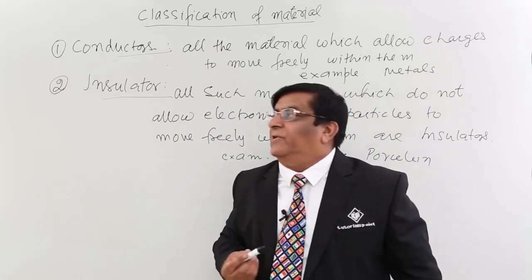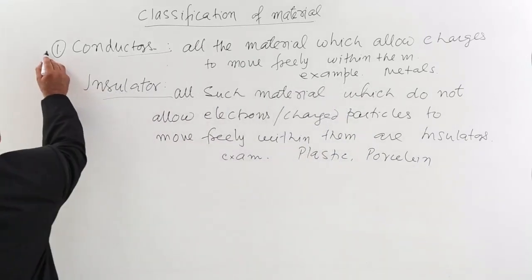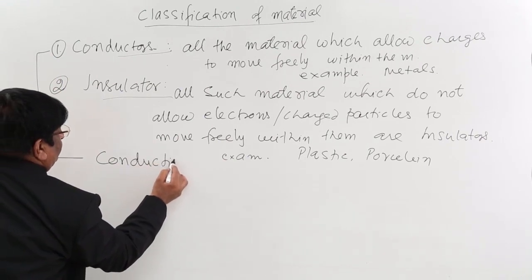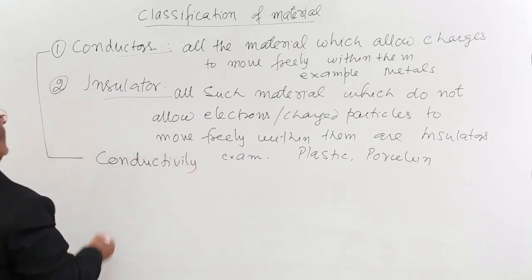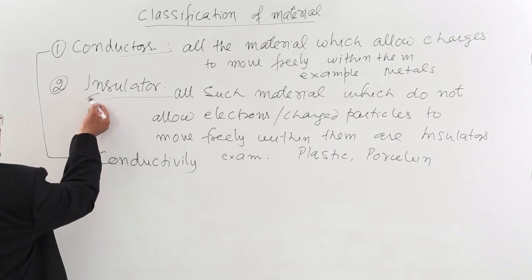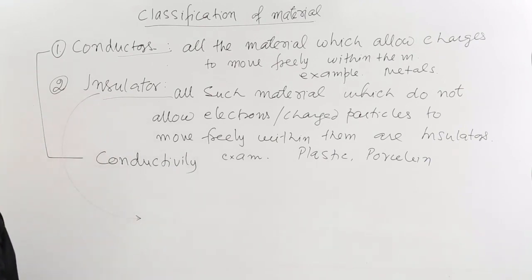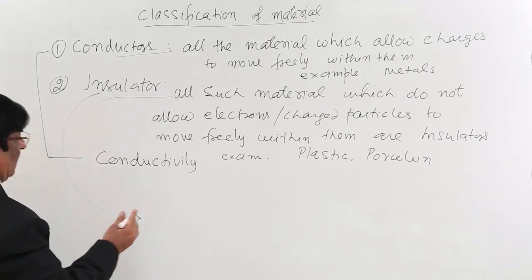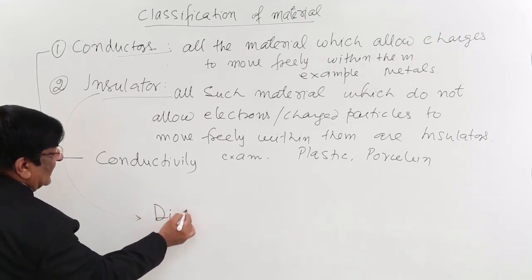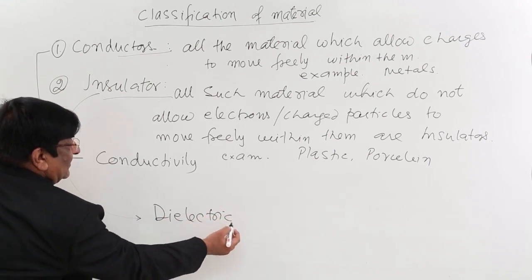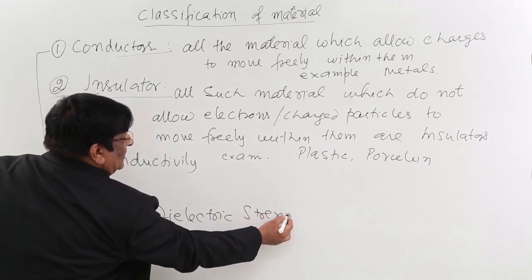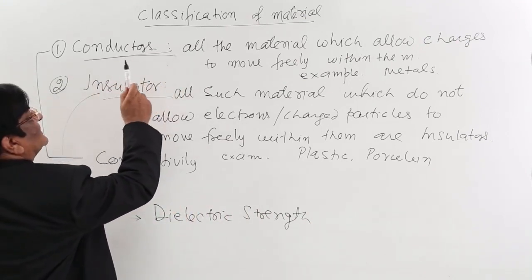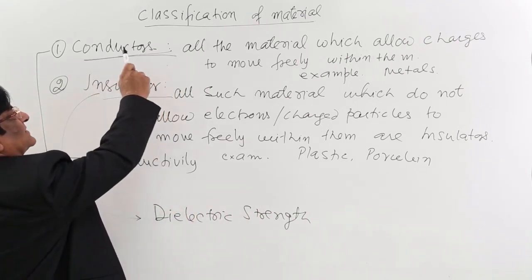Okay. Now, a conductor has a property, a good conductor, a very good conductor. What is that property we call? We call that property conductivity. And what is the property of an insulator? For an insulator, we have a property called insulation, or dielectric strength. Okay, so remember, what is the property of a conductor? That it is a good, a better and the best conductor.